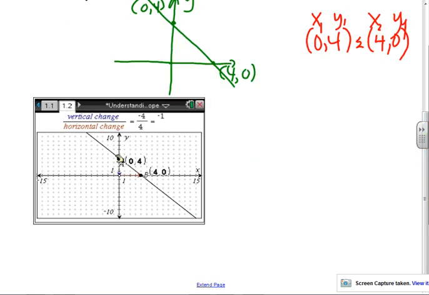You think you can do the next one on your own, or do you want me to do it with you? But you need to be doing it. Okay? Not just sitting here watching. Math is not a spectator sport.